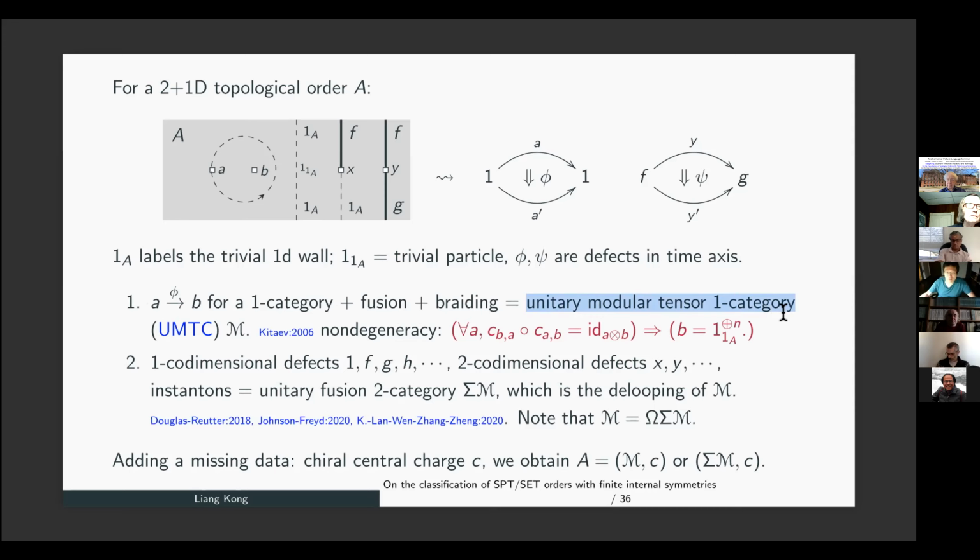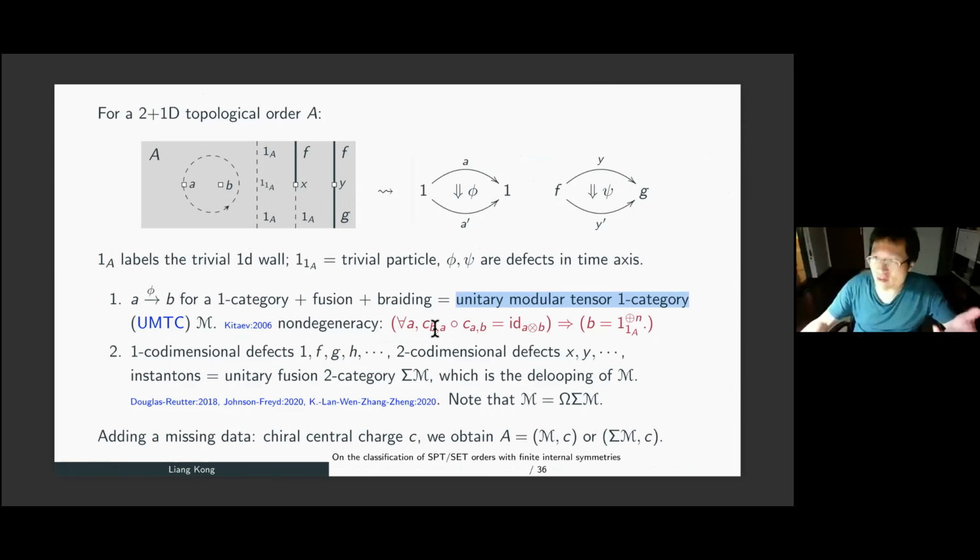One important point in this notion is that the double braiding is non-degenerate. What this means is that you can put a particle B in a plane, then use another particle A to detect it. How to detect it? You just braid A around B. This non-degeneracy condition says that if you do a full circle, that just means double braiding. You can braid it twice. If you detect nothing, then it just means double braiding is trivial, equal to the identity.